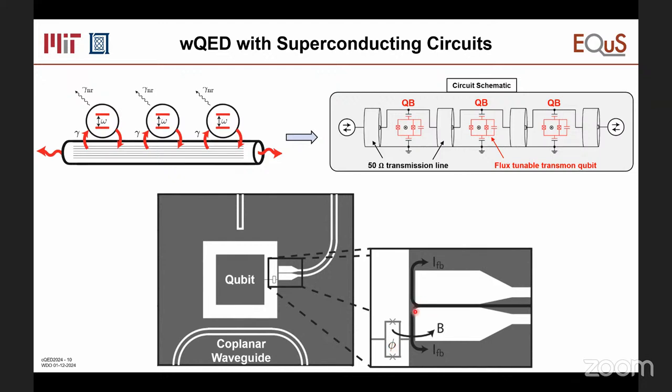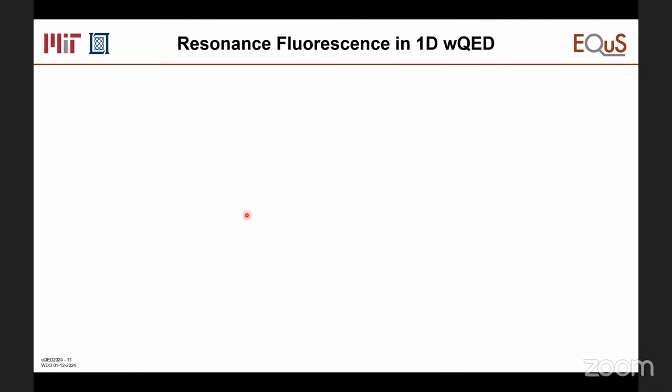This is an antenna that brings in a current to do that. And we have one other drive line here, which is how we can drive the qubit at RF or microwave frequencies, drive transitions in that qubit.